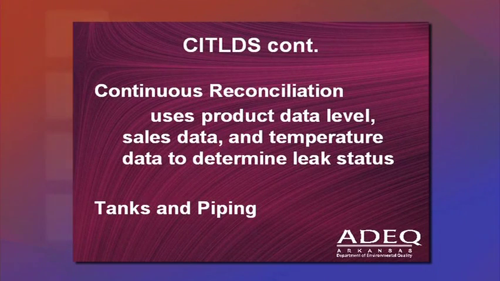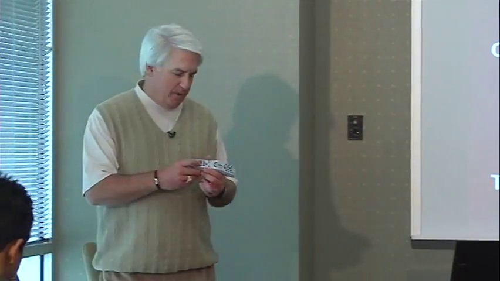The second form is continuous reconciliation. It's just like statistical inventory reconciliation. It's doing leak detection for both the tanks and the piping at high flow throughput facilities. So that's all that you really need to know about.